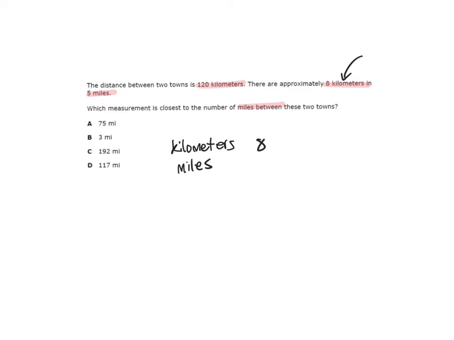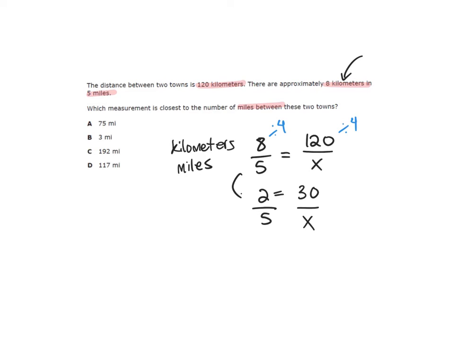We're told that there are 8 kilometers for every 5 miles. So let me write that down. Now, we know that the distance between the two towns is 120 kilometers. What we need to know is how many miles is that? We have a pretty straightforward proportion to solve here. I'm going to make it a little easier. I see that both of my numerators are divisible by 4, so dividing by 4 allows me to simplify this just a little bit. Now I have 2 over 5 equals 30 over x.